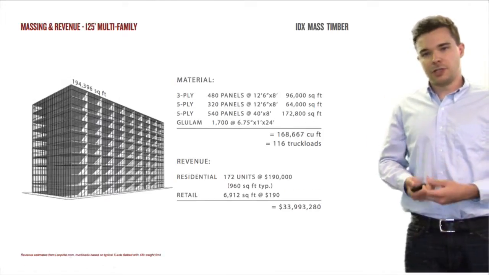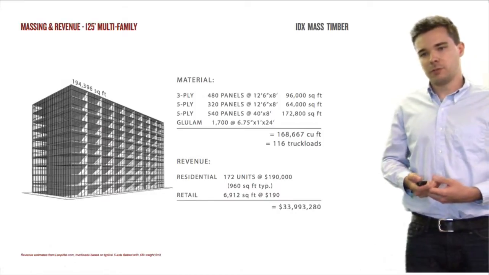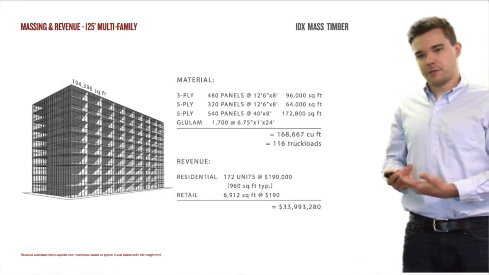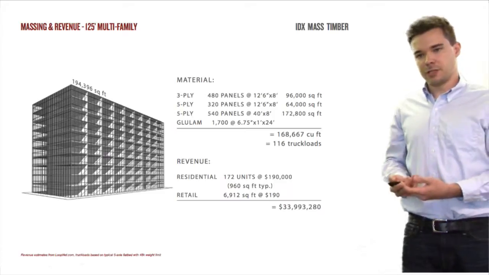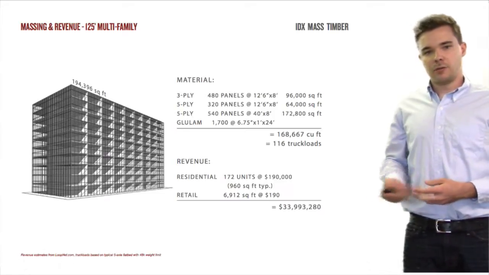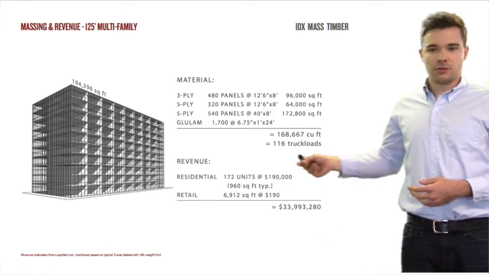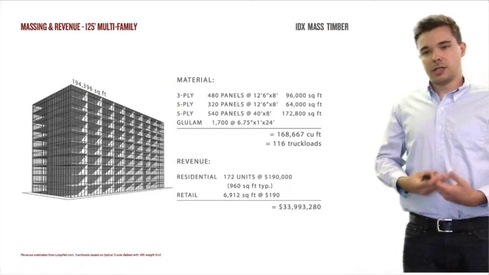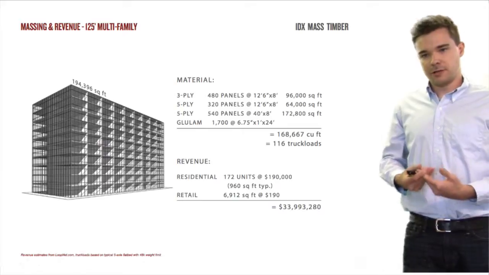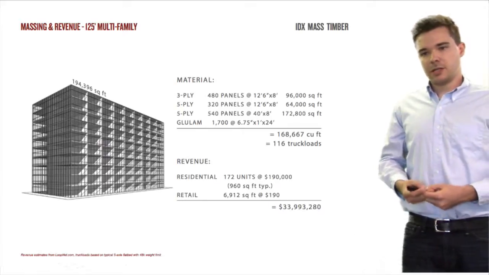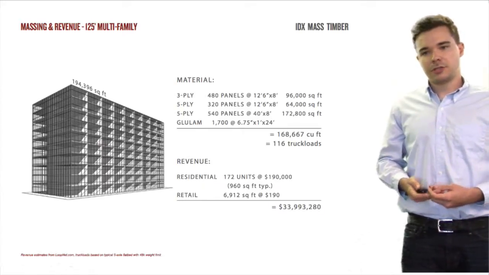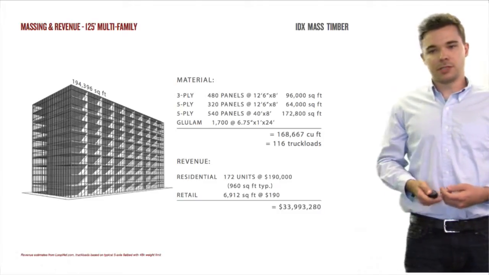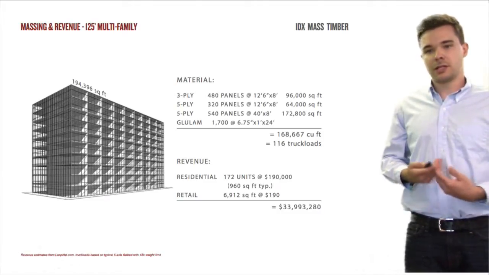Then if we move on to the 125-foot multifamily, you can see all the different plies of panels that we would be using there, the square footage for each. And then we also have the total cubic feet here, which is about 170,000 cubic feet of wood. That includes the glulams, which there is a lot of for this structure. And that's about 116 truckloads. And then the total revenue for this building is estimated to be about $34,000, and that includes that retail on the first floor.